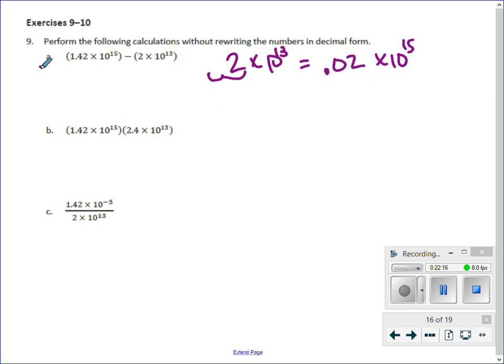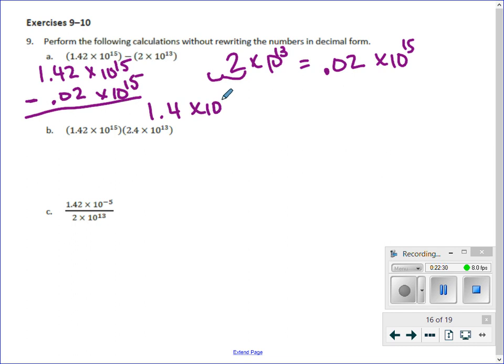Now I subtract them. 1.42 times 10 to the 15 minus 0.02 times 10 to the 15. And I get 1.4 times 10 to the 15, which is scientific notation. You would be able to change them both to a power of 13, but then it may not be scientific notation and you'd have to change your answer.